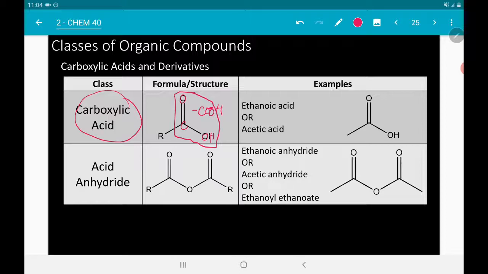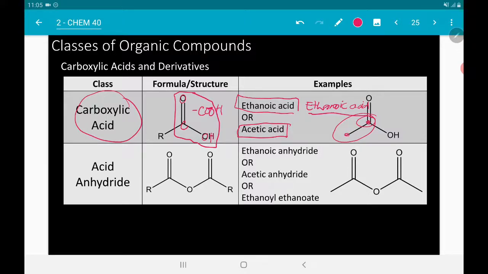So how do you name carboxylic acids? So kapag simple carboxylic acids lang, you just determine the number of carbons including the carboxyl carbon. Okay? So for this example, this is an ethanoic acid. Kasi that's a 2-carbon carboxylic acid. So you can also call this acetic acid because that's the common name of ethanoic acid.